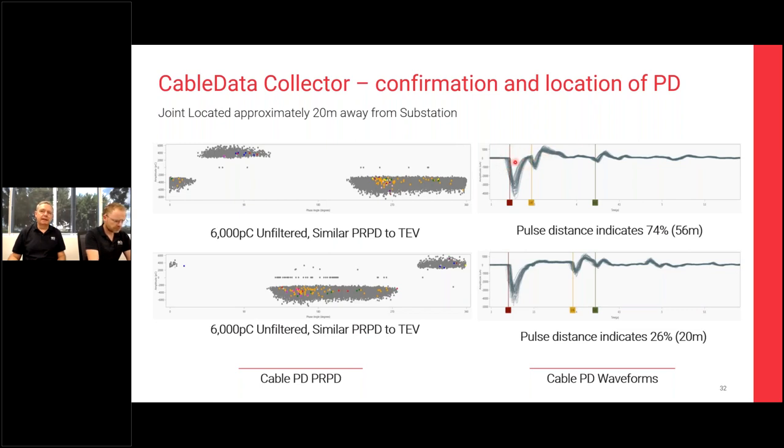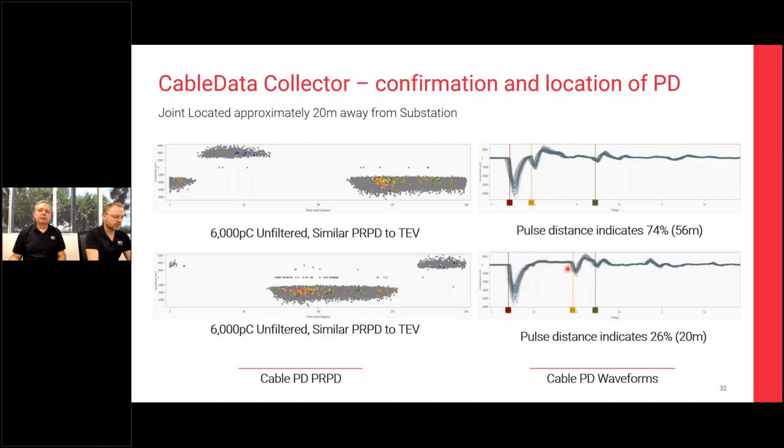The closer in we see it to the first pulse means the further it is away from the location we're doing the measurement at. In this particular case, the analysis showed it to be about 74% or 56 meters away from substation A. If we look at the substation B set of results, very similar, 6,000 picocoulombs, which again is consistent with the 34 dB, 39 dB, very, very similar sort of readings there.